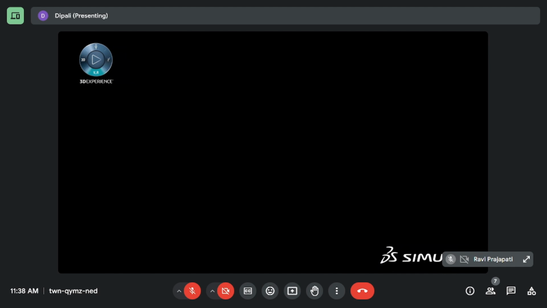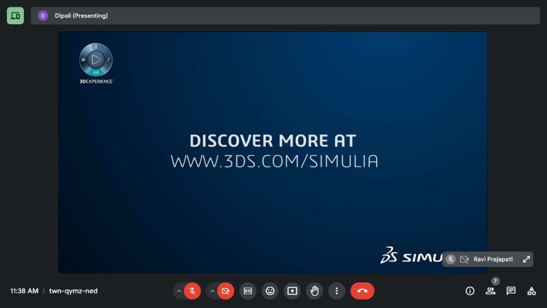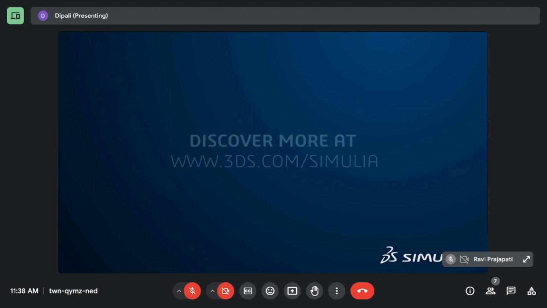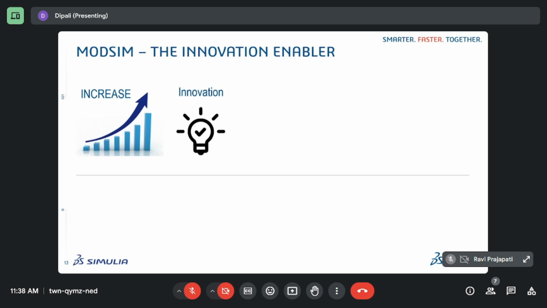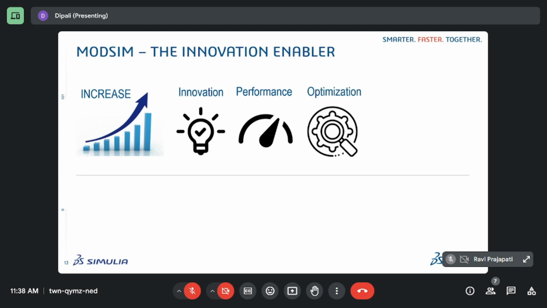Okay, so you have seen that with the help of simulation, we can empower the innovation process. Now, it is the MODSIM approach which leads us to an innovation enabler. With the help of the MODSIM approach, any company can increase various aspects such as innovation, performance of the product, optimization of that product, or the designer can have various kinds of space exploration regarding the design.